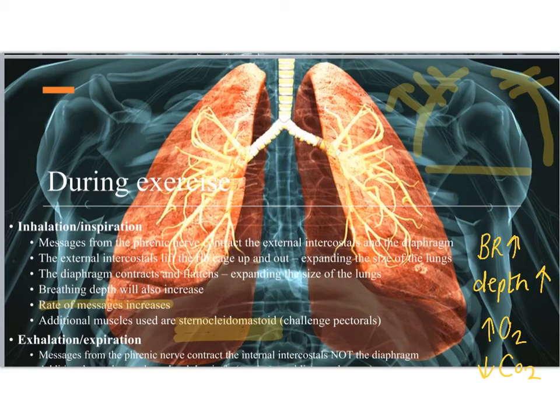If our breathing rate is increased, if the messages for the external intercostals to contract has increased, and this is lifting more often, and now we're using these external muscles as well to help us do that quickly and efficiently, we can take in more air. We can take in or absorb more oxygen, and we can diffuse out more carbon dioxide.